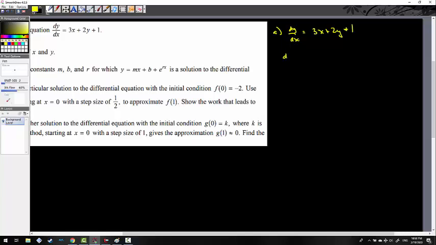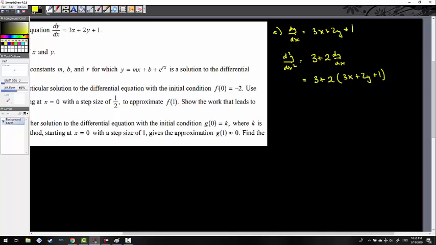Pretty straightforward. d squared y over dx squared. I won't waste your time with too much explanation. It'll be 3 plus 2 dy/dx, and since dy/dx is already known, we can just punch in the 3x plus 2y plus 1. You can leave it like that, or you can simplify it. It's up to you. We can leave it like that for now.